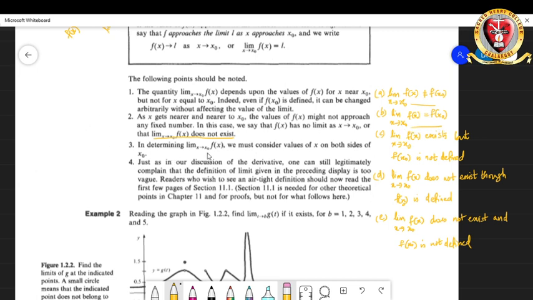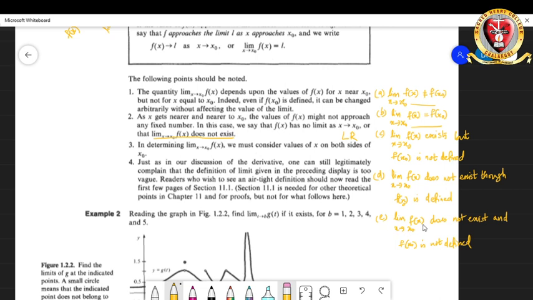In determining limit x tends to x naught f of x, we must consider values of x on both sides of x naught, from the left as well as right, as we said earlier. Also you have to note that sometimes there can be cases where limit x tends to x naught f of x exists, but the function is not defined there. There can also be cases when the limit does not exist, though the function is defined.